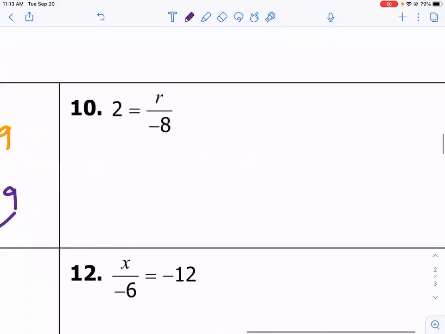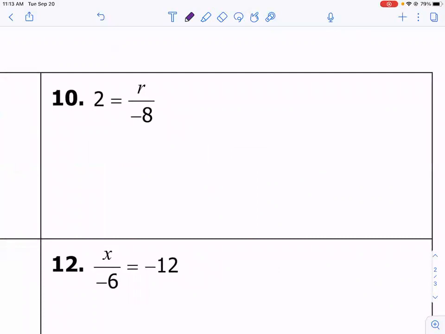So then let's look at number 10. I'm going to draw my fence. And there's our variable r. What I want you to do is take just like 5 seconds and turn to your elbow partner and decide what operation we need to do to undo the 8.